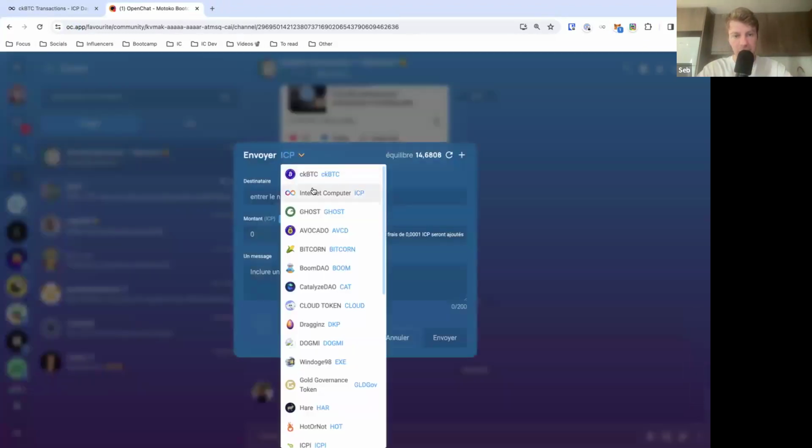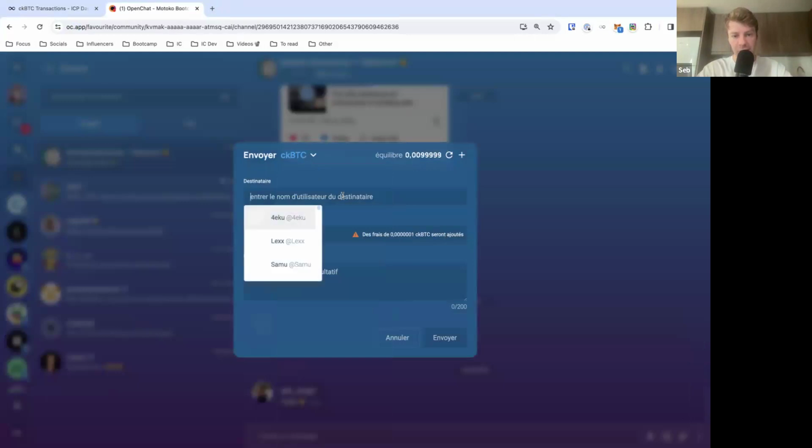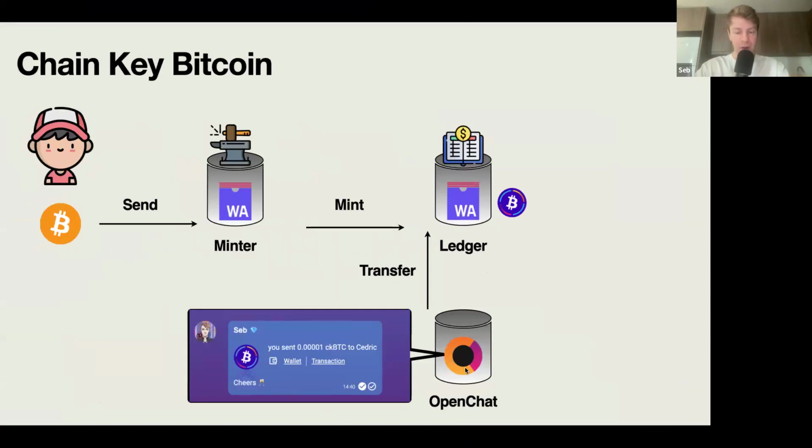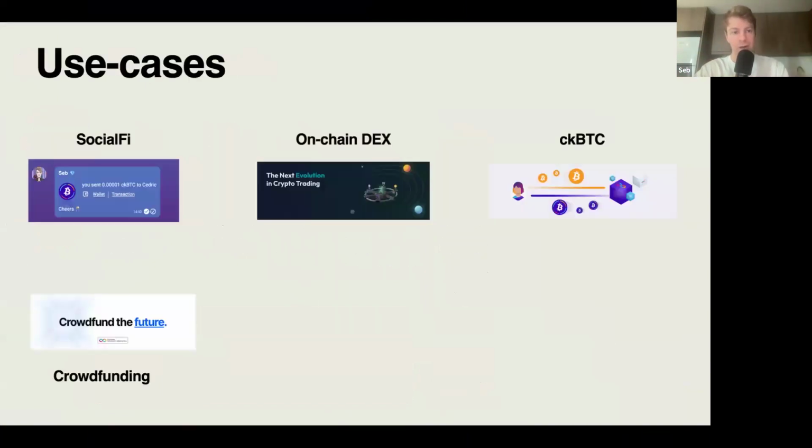You can send ICP, but you can also send Genki Bitcoin. And so I could send to any user. The only problem is that it's really small, like decimals, because it's in Bitcoin. So I don't know how much that is. But yeah, all of this is happening on the IC. So it could be OpenChat, it could be any game, any application, social network, just needs to communicate with the ledger, and it's just one intercanister call and it's done. And in a few seconds, you can validate the transaction.